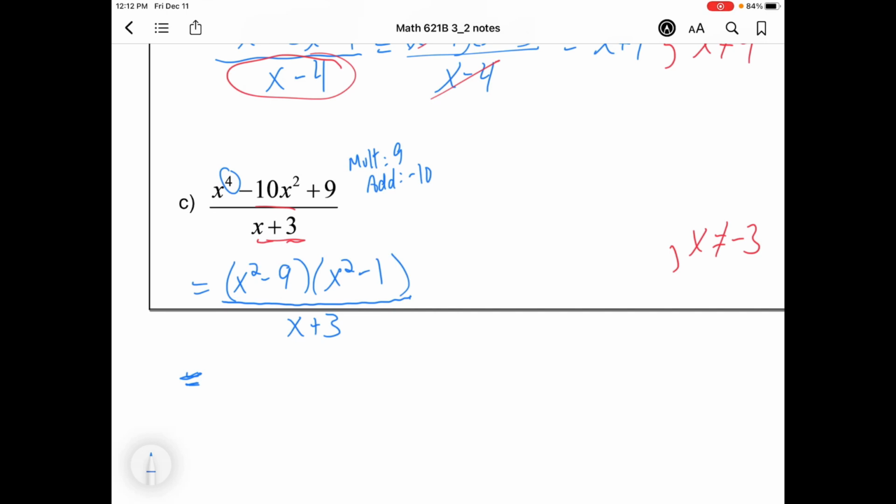Okay, we factored a bit. We still can't divide out because we don't have identical factors on top and bottom. Let's factor some more. So this whole first one is a difference of squares. We can factor it as x plus 3, x minus 3. Here we have x plus 1 and x minus 1.